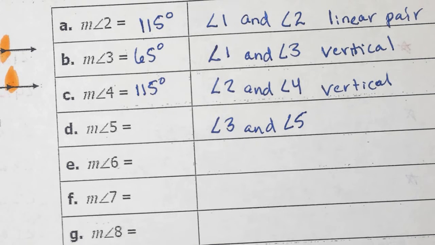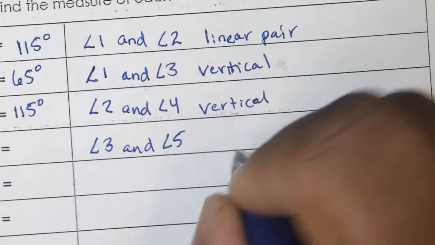A little louder, man. Don't be scared. It sounds like you said the right thing. Say it louder, though. 3 and 5, they on the inside or the outside? Interior. Okay. Alternate interior.